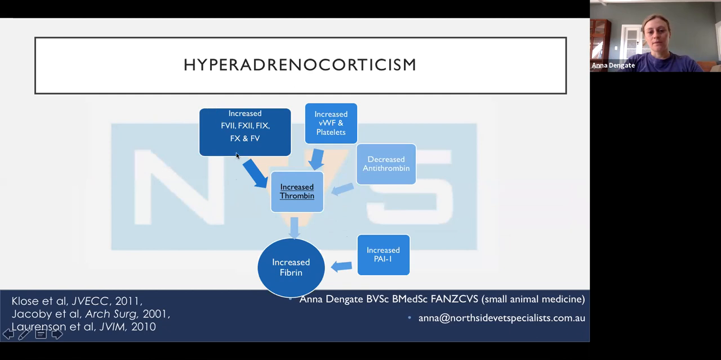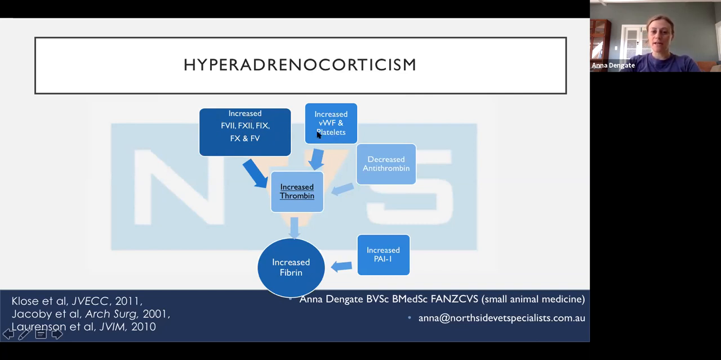So we talked about the factors of hypercoagulability being increased clotting factors. In Cushing's, there's documented to be increased factor 7, increased 12, increased 9, increased 10, and increased 5. Of those, we know 5, 10, and 7 are very important in the formation of significant thrombin. So we're going to get increased thrombin generation and therefore increased fibrin due to increased clotting factors.